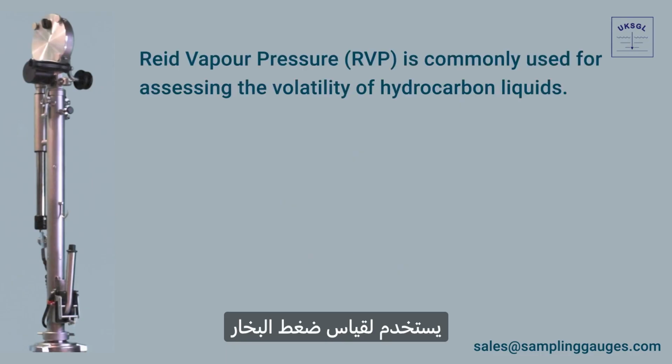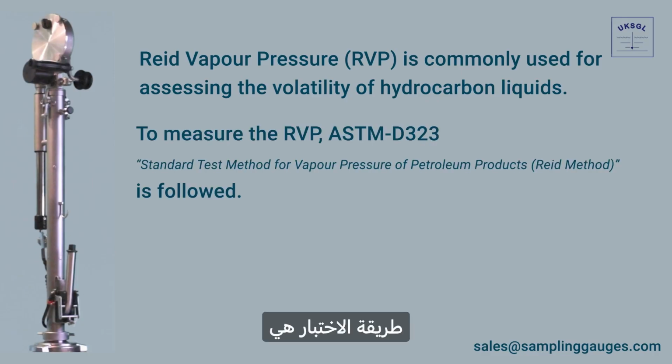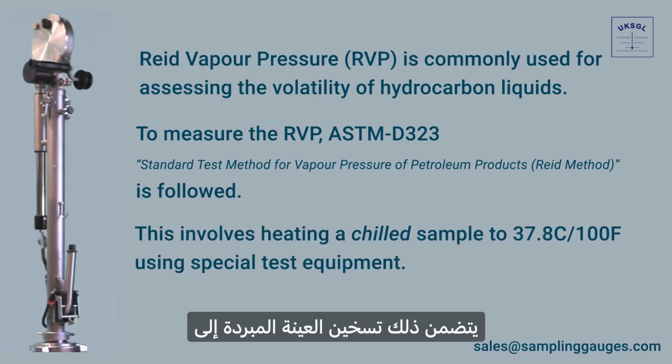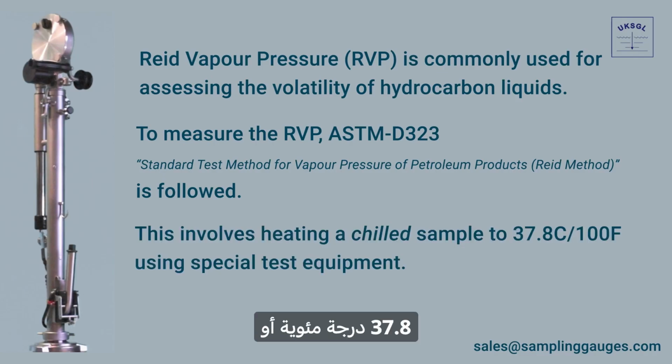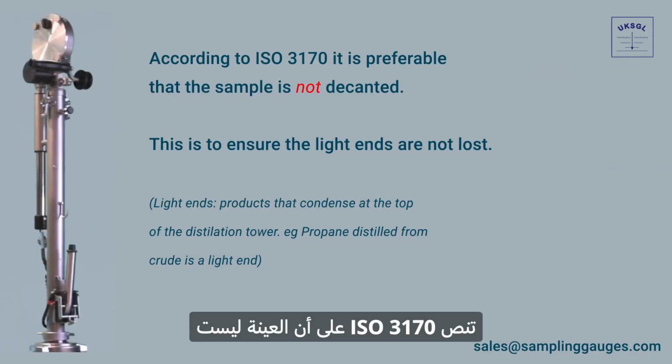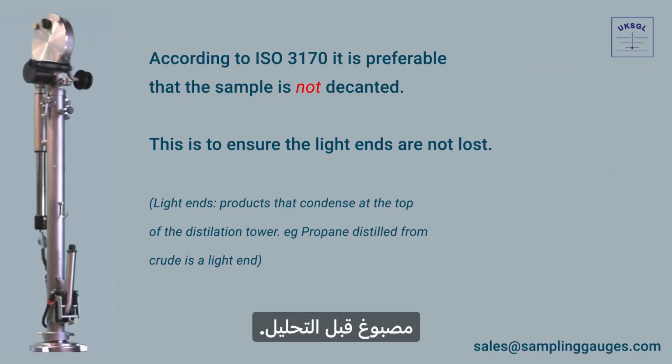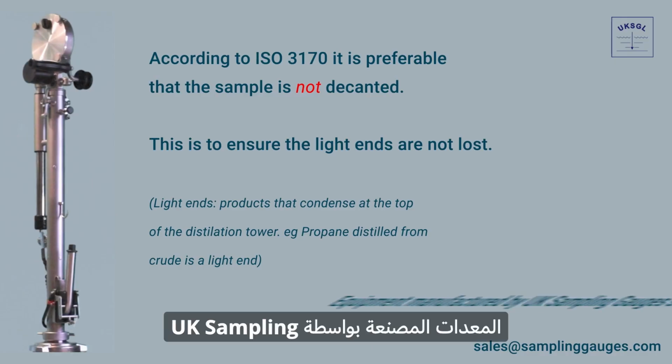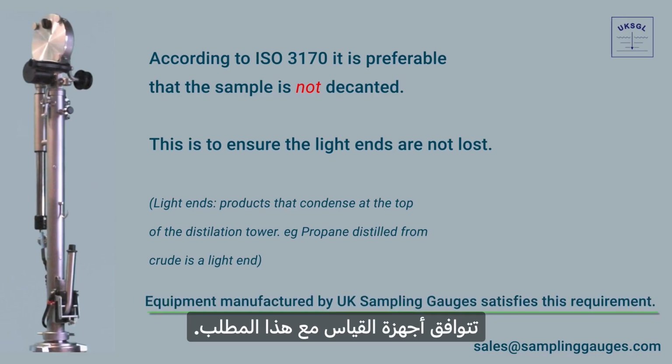Reid vapor pressure is used to measure the volatility of hydrocarbon liquids. The test method is described in ASTM D323. This involves heating a chilled sample to 37.8 centigrade or 100 degrees Fahrenheit. ISO 3170 states that the sample is not decanted prior to analysis. This is to ensure light ends are not lost. Equipment manufactured by UK Sampling Gauges complies with this requirement.